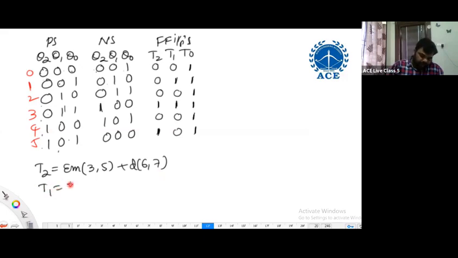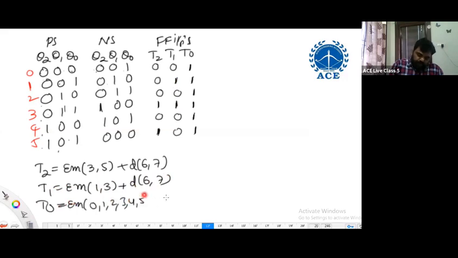T1 is equal to sigma m of 1 and 3, plus don't cares of 6 and 7. T0 is equal to sigma m of 0, 1, 2, 3, 4, 5, plus don't cares of 6 and 7. Use 3-variable K-maps to find expressions for T2, T1, T0. Complete that.